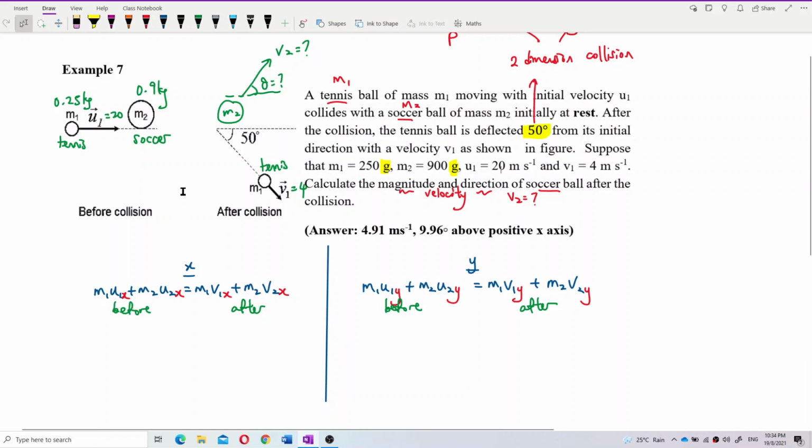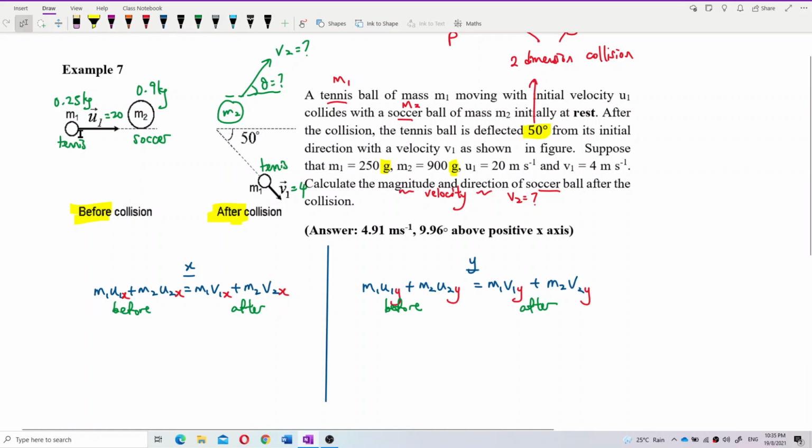Okay. Remember, this is the before collision. Before collision is here, and this is the after collision. So for before collision, just look at this part. After collision, look at this part. Okay. So now we can do it.